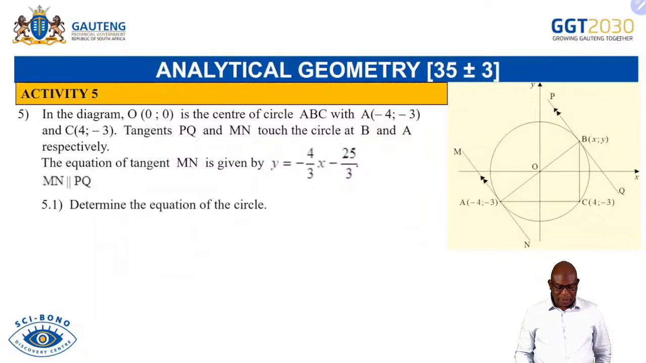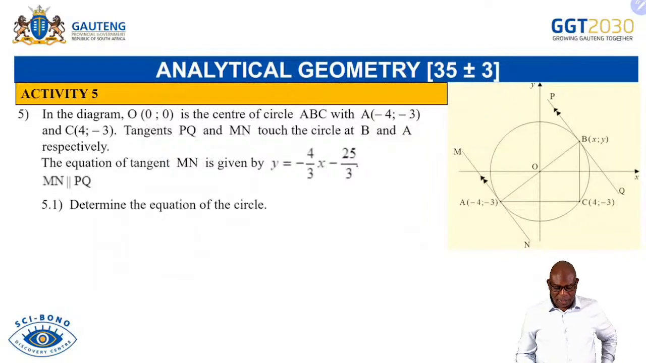Now the next question here is activity 5, which is our last activity that we're going to do for today. Right. So now, if I look at this question, it looks very, very complicated. You know, we've got a circle, we have two lines that are parallel, we have a diameter, we have some kind of a triangle inside the circle. It looks very complicated, but it's quite simple.